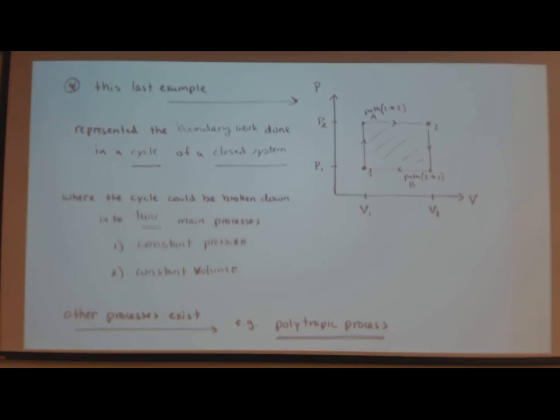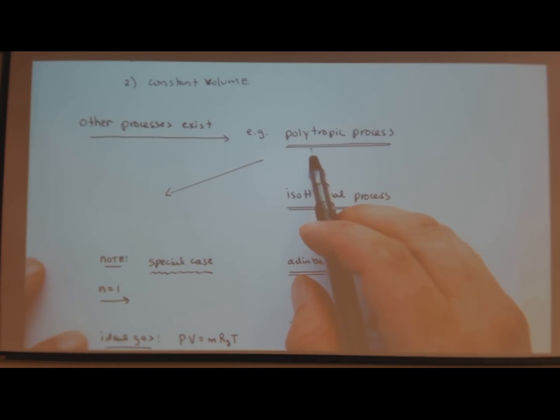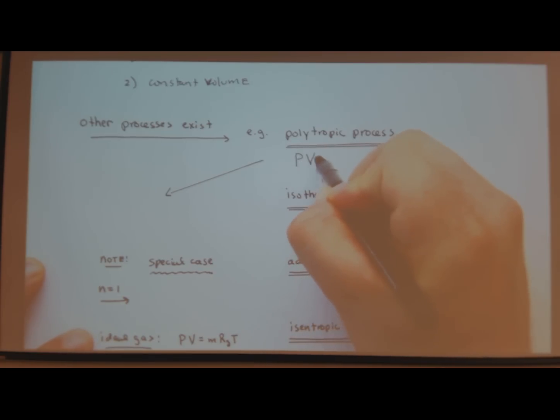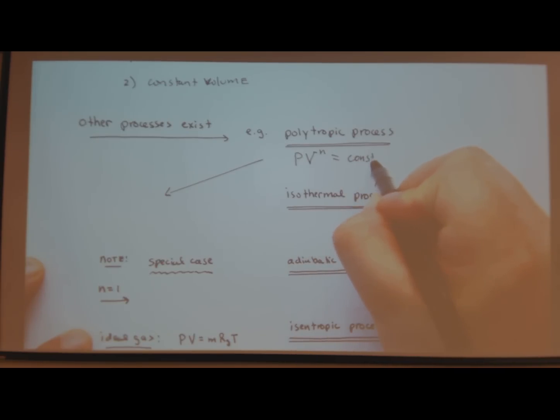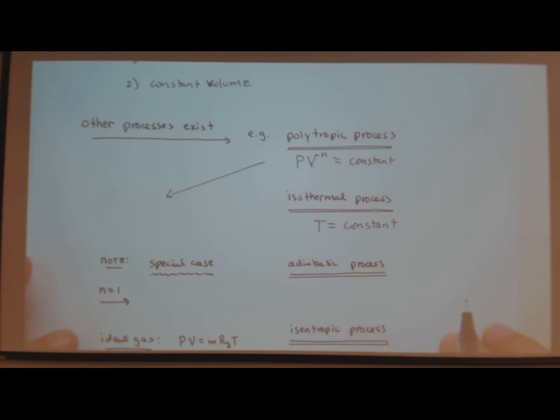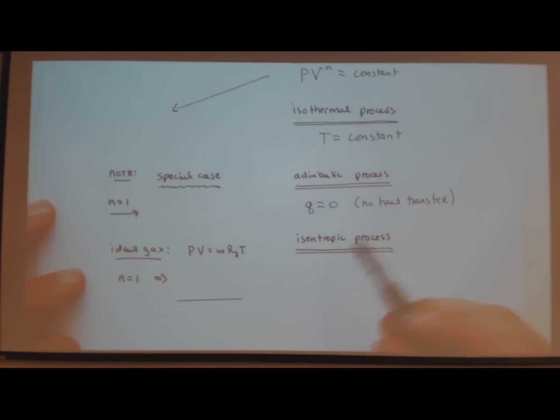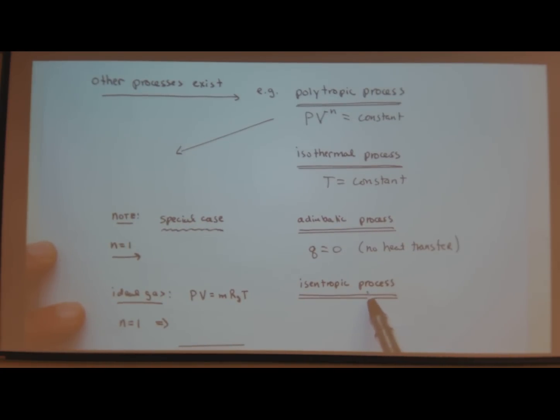So there's a lot of other processes. There's such a thing as a polytropic process, and in that case, there's a relationship between the pressure and volume, where PV to the nth power equals a constant. There's an isothermal process, temperature equals a constant. Then we have an adiabatic process, Q equals 0, no heat transfer. And then there's a new type of process called an isentropic process, and this is where delta S equals 0, so that means no change in entropy.